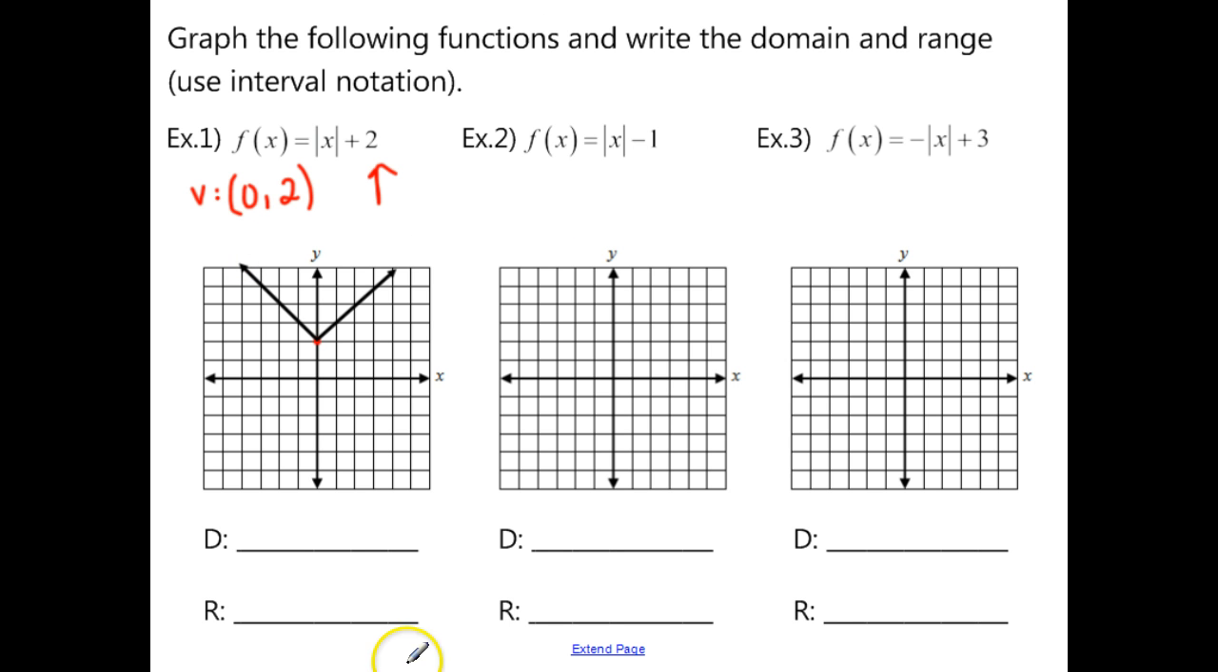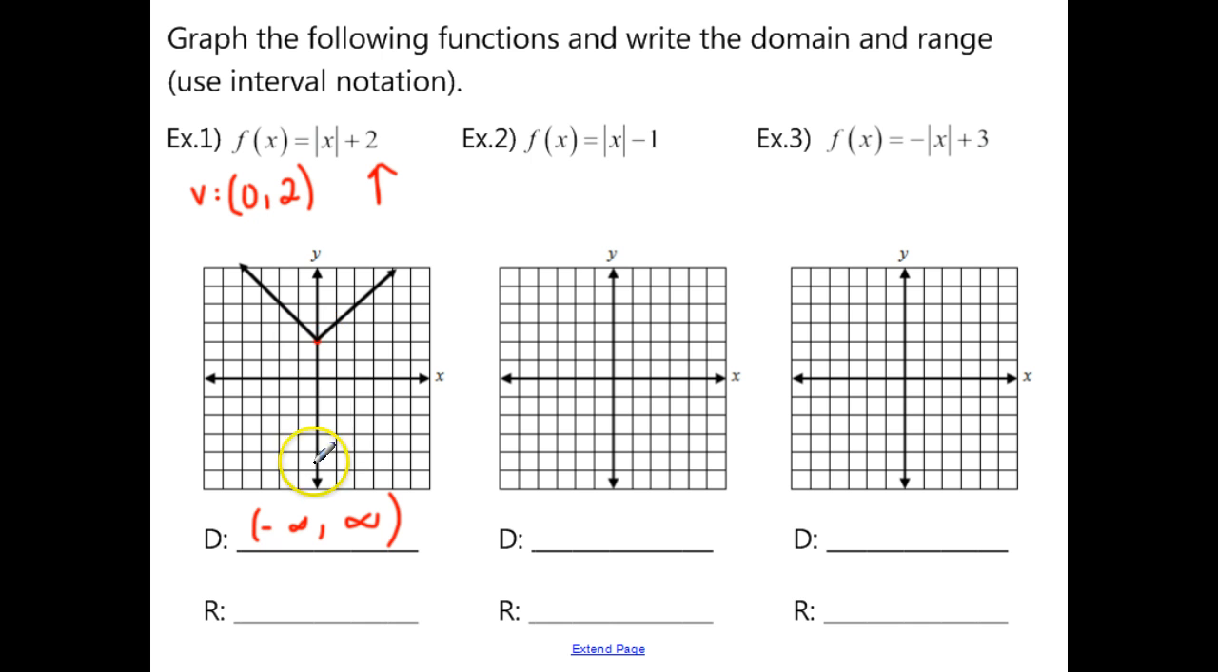Now, let's go ahead and write the domain and range. So the domain, going in the negative direction, we will always have this graph going towards the left, so we have negative infinity for our smallest value. Our graph will always go towards the right in the positive x direction, so we have positive infinity.